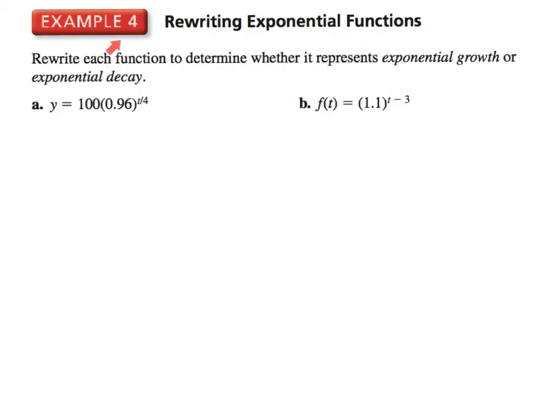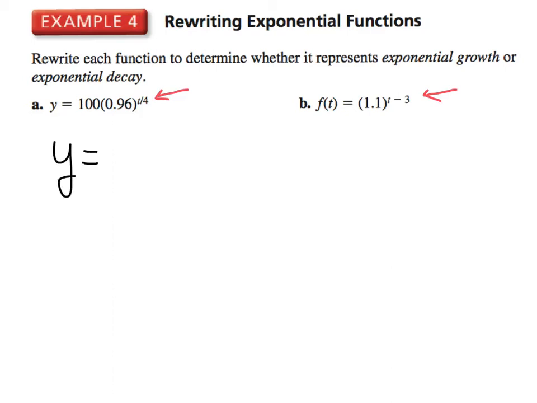Rewriting exponential functions in example 4. Rewrite each function to determine whether it represents exponential growth or exponential decay. You'll notice that both of these don't have t on them. So that's really important that we understand that there's no t. So what you have to do is use the properties of exponents. So what we're going to do is rewrite it.